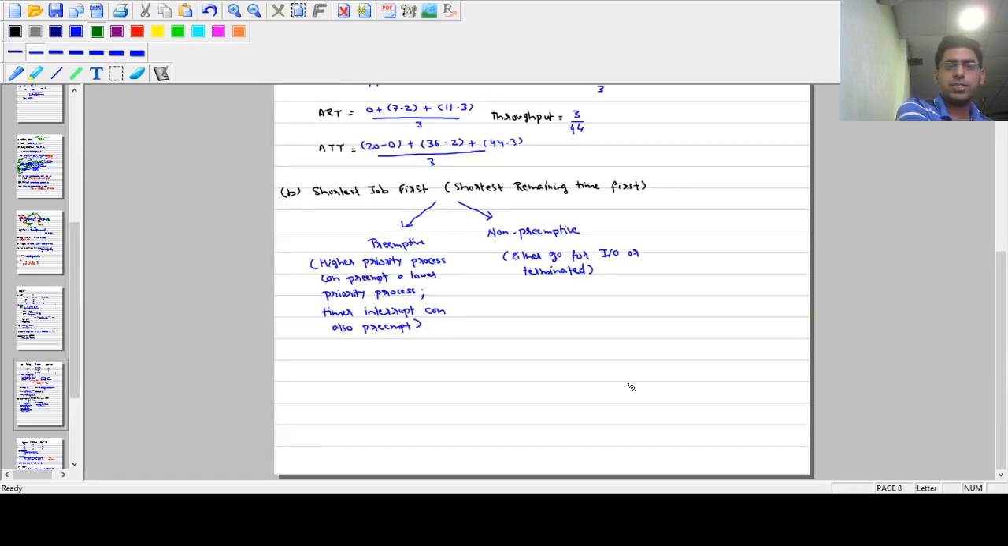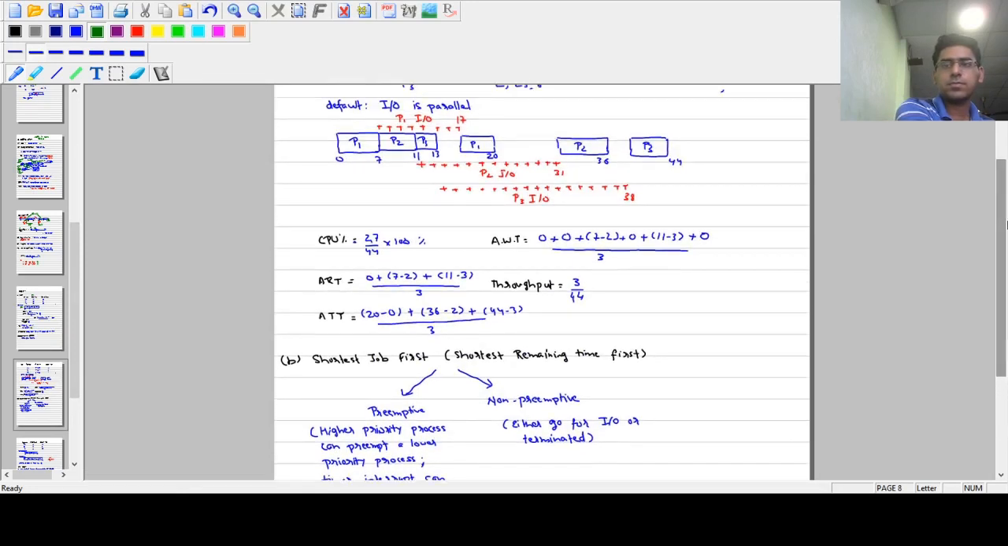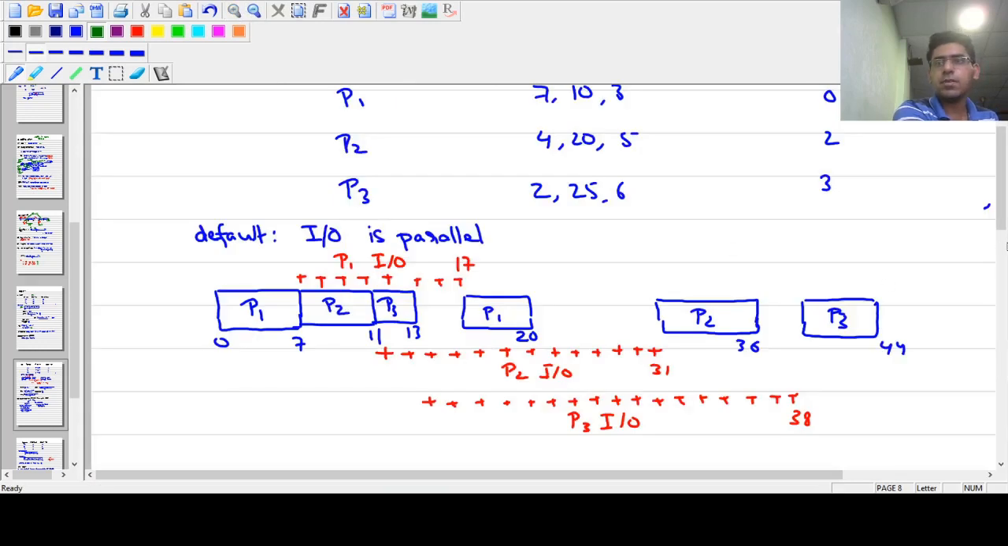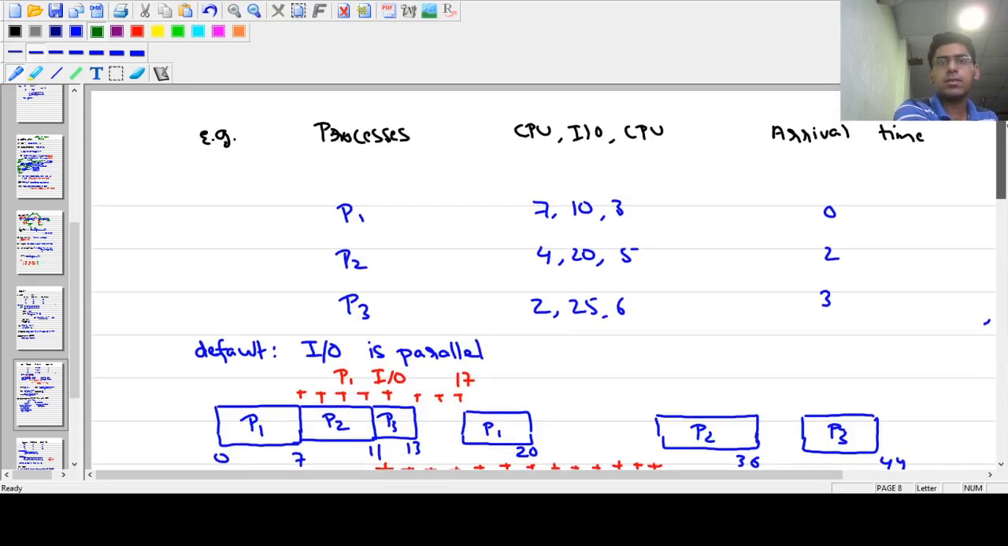So moving ahead, this example you can practice by yourself, or I will give you an overview.